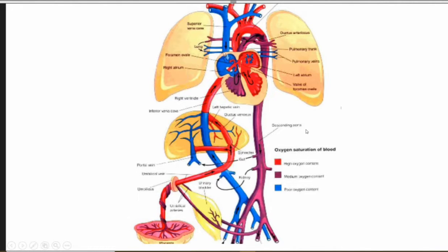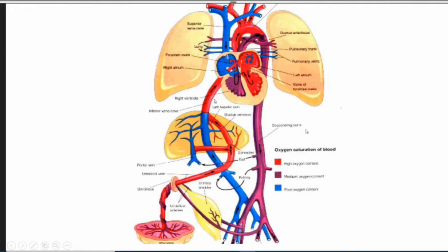Now the blood from the lungs enters via the pulmonary veins into the left atrium and passively into the left ventricle. And from the left ventricle, blood goes into the aorta. Now the oxygenated blood which has come into the left atrium has also come into the left ventricle. So this rich oxygenated blood goes into the aorta, into the coronary arteries, to the myocardium, and into the head and neck, and into the descending aorta.